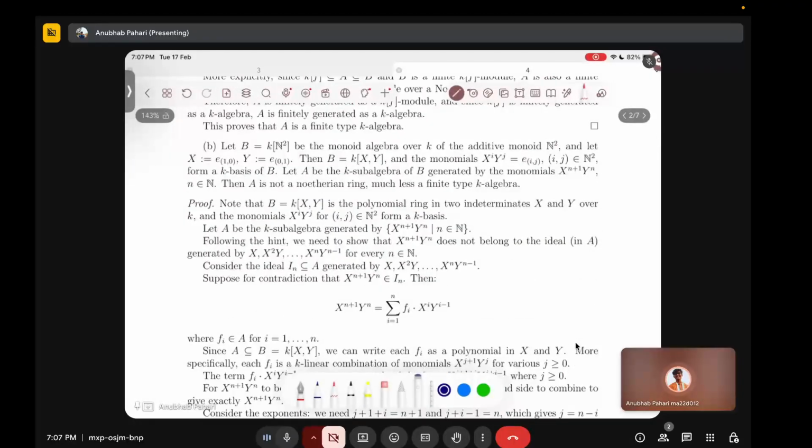Now let's focus on the second problem, which says: let B equal K[N^2], that is, all two-tuples where entries come from the natural numbers, with the monoid algebra over K of the additive monoid N^2.